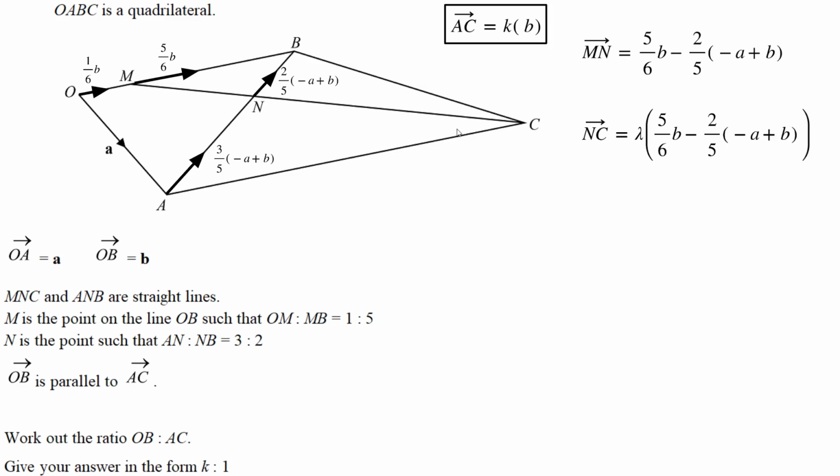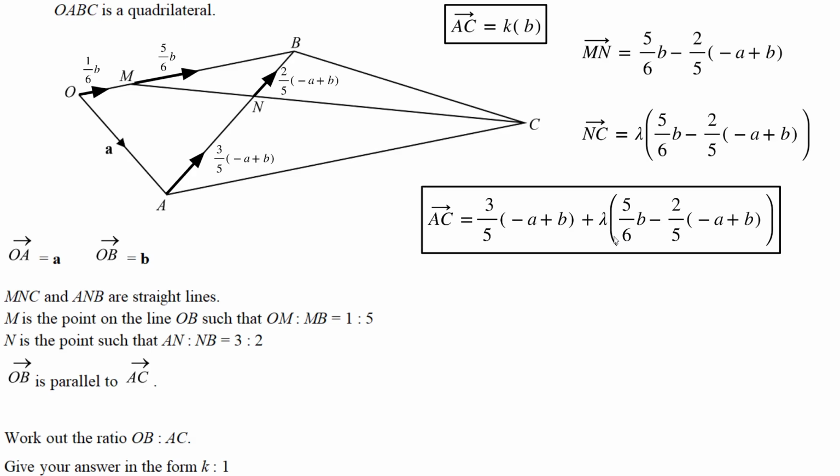So we have M to C as lambda, and now we can figure out OB to AC, because we can say that OB is B, and then AC is KB. And then we can also find another way from A to C, because we can go this way, then this way, because it's AC, not OC. So it's 3/5 bracket minus A plus B, close bracket, plus NC, gets us AC. And these two are now the same, because here we're just solving for what this scalar multiple actually is, what K is.